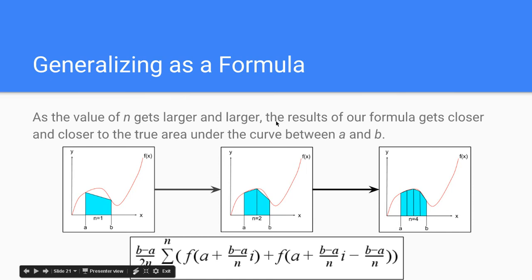So as the value of n gets larger and larger, the results of the formula get closer and closer to the true area under the curve between a and b. So as you can see, when n is 1, we get the area of just this one polygon. When it's 2, we get the area of the sum of these two. When it's 4, we get the area of the sum of these 4. So it gets more and more accurate the larger n is. And so technically, if n reached infinity, we would get the exact area. But the issue is, infinity is not an actual number we can work with, so we can't just plug infinity into this equation and use it. So it still needs some work.